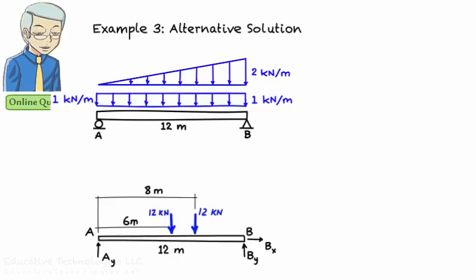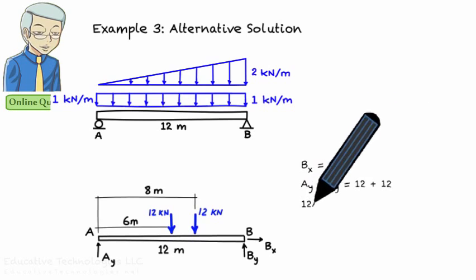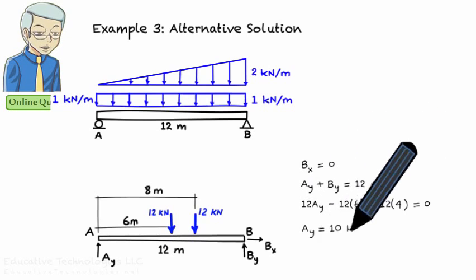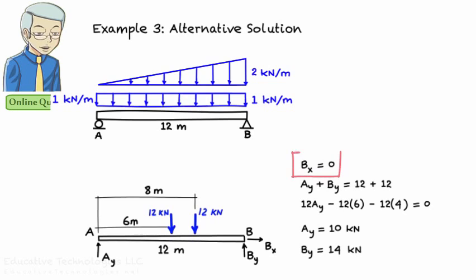The triangular load has an equivalent concentrated load of 12 kilonewtons as well. This load is placed at the geometric centre of the triangle, which is located 8 meters away from the left end of the beam. Here are the equilibrium equations for this alternative formulation. Obviously, they produce the same support reactions as the original formulation.